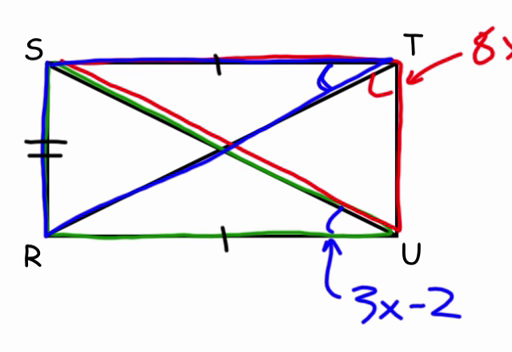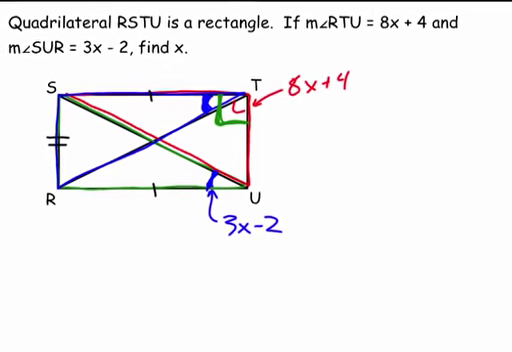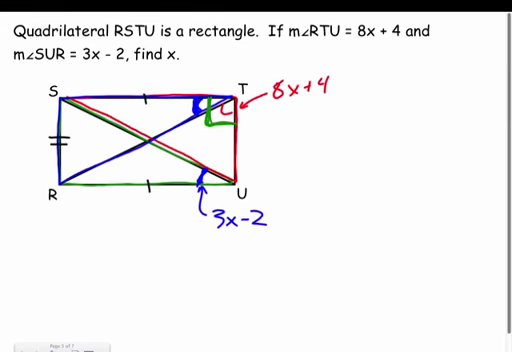Well, so these two angles right here, angle STR and angle SUR, are the same. And these two up here make a 90-degree angle. So that 8x plus 4 and that 3x minus 2, those would be complementary, right? Wouldn't they add up to 90? Because these blue angles are the same, aren't they? And I know that this blue one up here with this red one add up to 90. That means I can set that 8x plus 4 plus 3x minus 2 equal to 90.